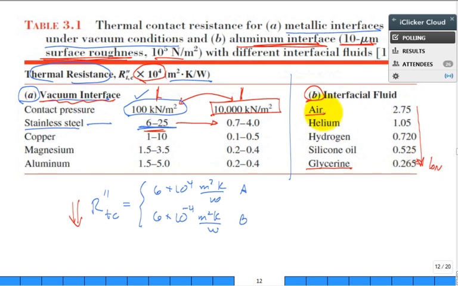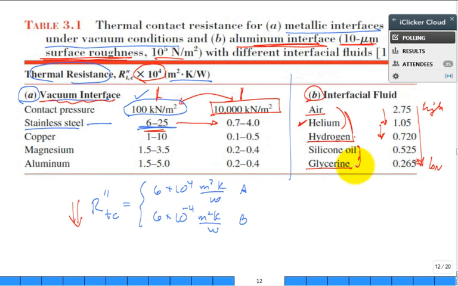And then what about air? Well, air is a fluid. It's ubiquitous. There you go. So it gives me a higher value. Helium is a better conductor, so it drops than air. But both of these are gases. Hydrogen's a really good conductor, so it drops. That's all 3 gases. And then you have oil or glycerin.